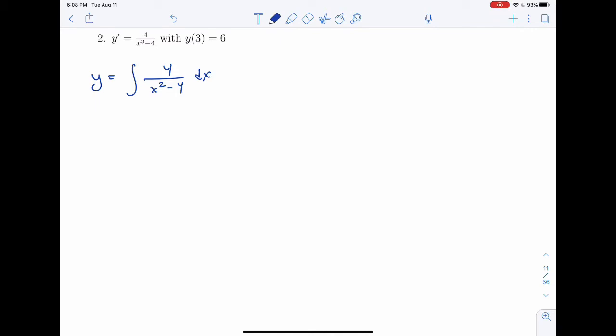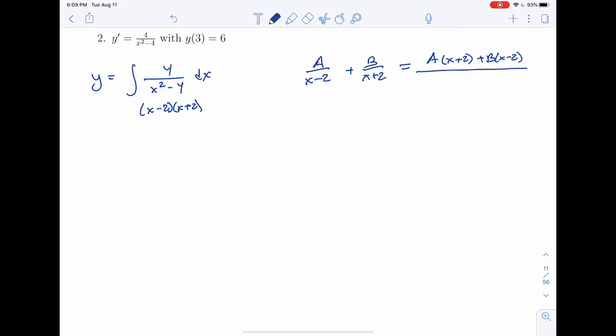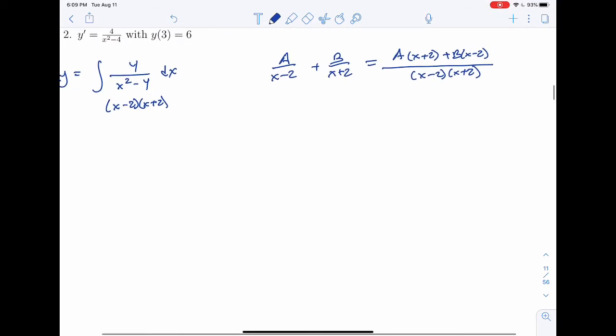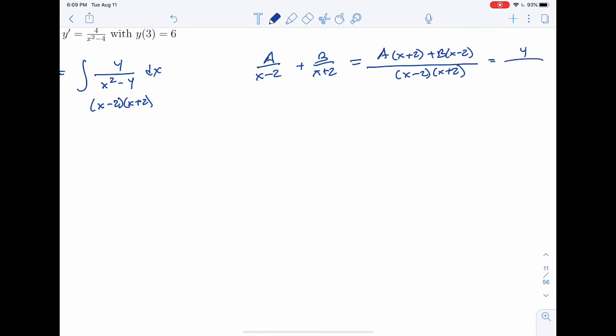Okay, this is definitely going to come up in this class, so let's just take a chance to remember how this goes. The bottom factors as x minus 2, x plus 2. So it's going to be a over x minus 2 plus b over x plus 2. And so I have a times x plus 2 plus b times x minus 2, all over x minus 2 times x plus 2. And all of that's equal to 4 over x squared minus 4.